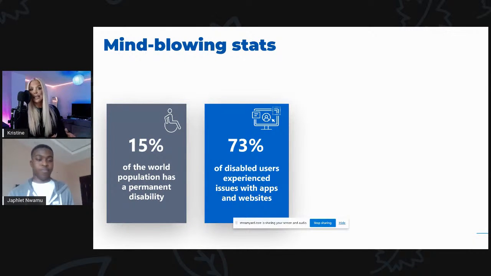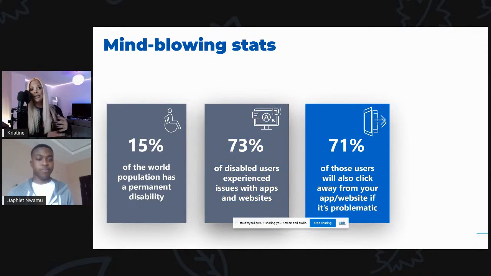Now, with that, 73% of those disabled users, so those users with accessibility needs, have actually reported an issue with their website or with an application they have used before. That means that around 73 people in 100 people will have had an issue with an application they've used. That's not a good number at all. That's a very disappointing number.